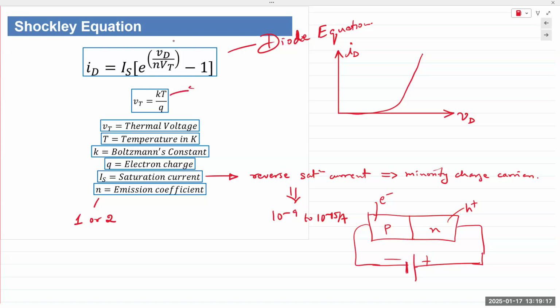Lastly, let's take VT. VT is the thermal voltage, and it also is typically used as a constant in many of these equations. The thermal voltage arises due to the temperature differences between two semiconductor materials. It's given by kT over q, where k is the Boltzmann constant, q is one unit charge, and T is the temperature in Kelvin.